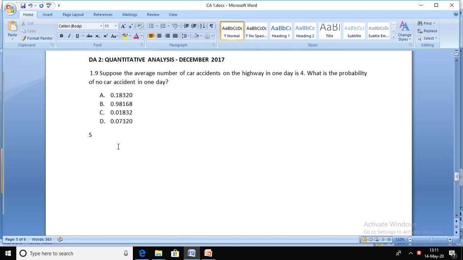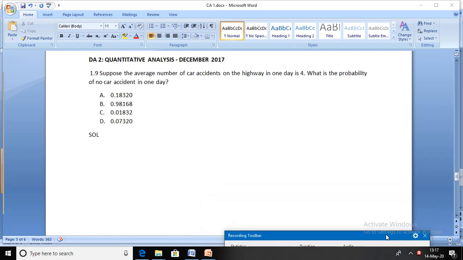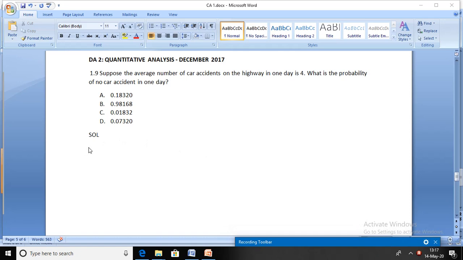So let's look at the solution. Poisson distribution to calculate our probability. What do we need? The formula. So pick the Poisson formula. The probability of x equals mean to the power x multiplied by exponential to the power negative mean.